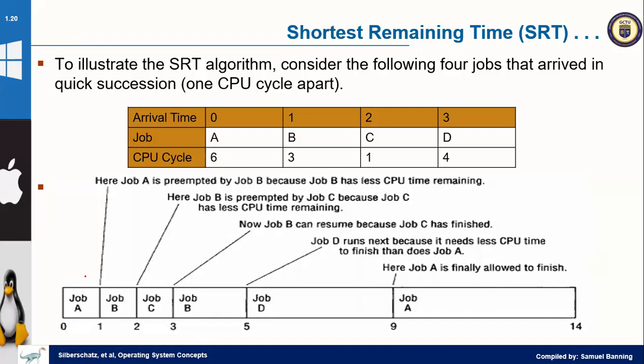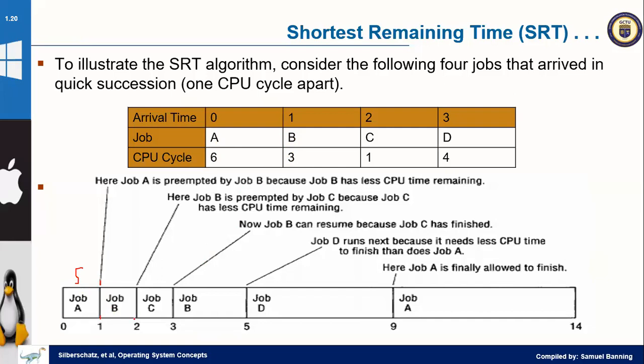Here, job A has executed one CPU cycle. Therefore, job A has only 5. It was having 6 in total. Now it has executed 1, so job A has 5. Job B has 3 because it is new in the system. So the operating system will determine between 5 and 3 which one is the shortest. 3 is the shortest. So job B is given to the CPU to execute at time 1 here.